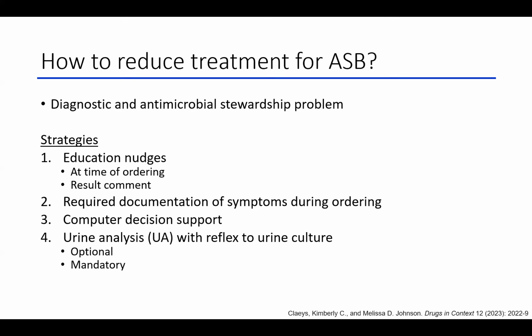And this is when you do a UA, and then depending on what parameters you set, you reflex to a urine culture only if it meets certain criteria. Those criteria are a little bit nebulous at this point. They're very different for different institutions, and you can make the UA with reflex to culture optional. You order the UA separately, the culture separately, or you can do UA with reflex to culture, or you can make it mandatory, which means that there are only very specific exceptions without which patients or providers have to use the UA to urine culture reflex pathway.